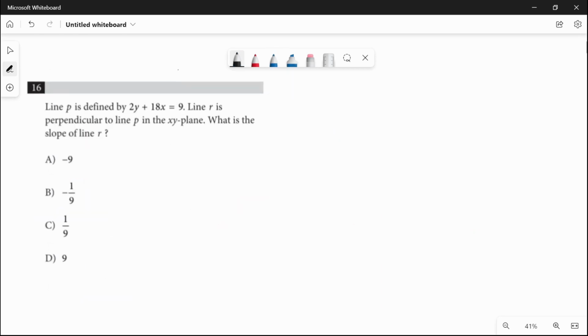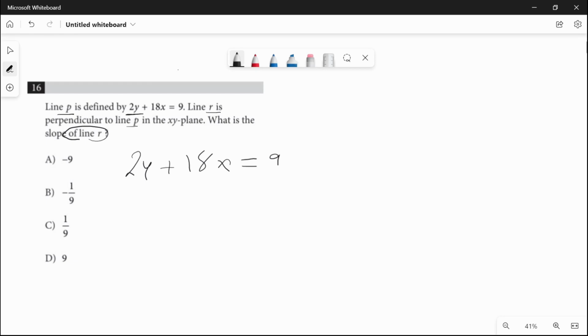Question number 16. Line P is defined by 2y plus 18x equal 9. Line R is perpendicular to line P. What is the slope of line R? So to find the slope of line R, we should first find the slope of line P. And we can do that by solving for y. So let's write the equation of line P again here.